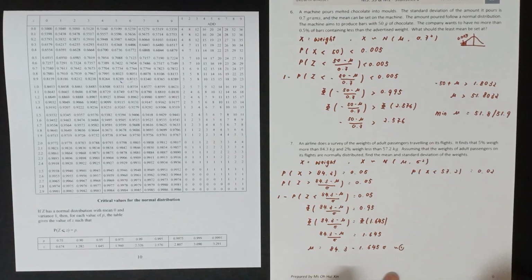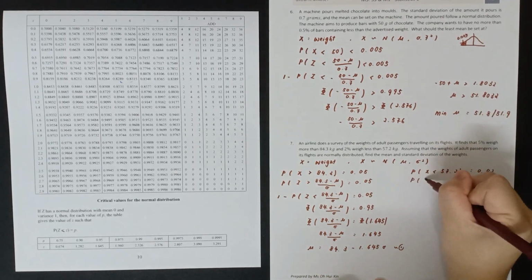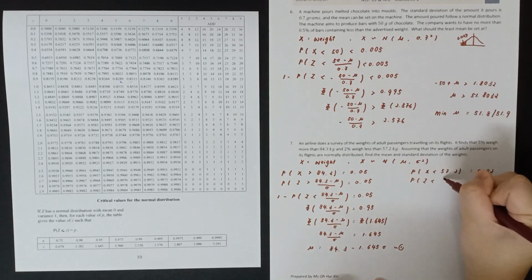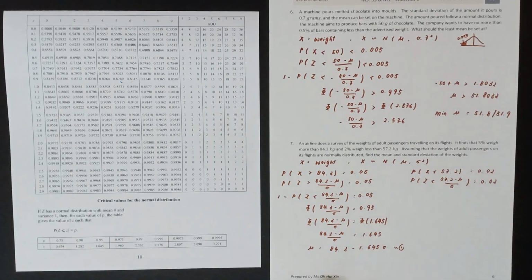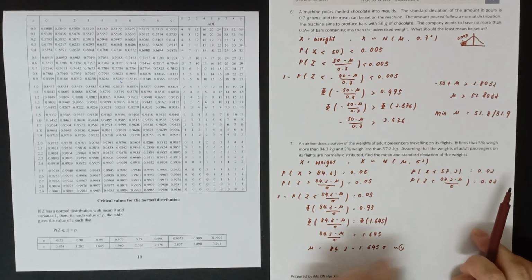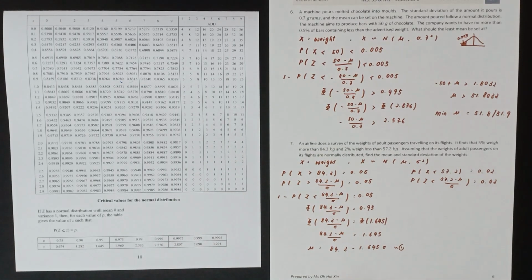Then I'm going to do exactly the same thing for this one. Okay, so probability z less than (57.2 minus mu) divided by sigma equals 0.02. So same thing, less than, then I get 0.02, meaning that I should be able to know that 57.2 is on my left hand side of my mean. Okay, so that's why I will need to do 1 minus as well.